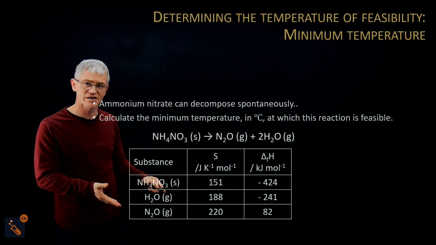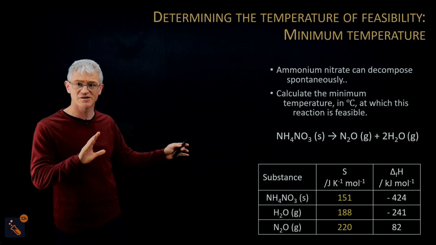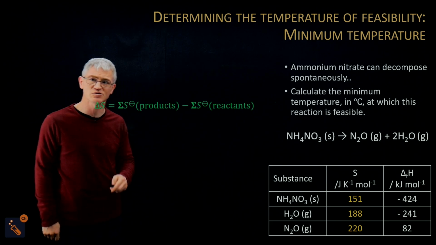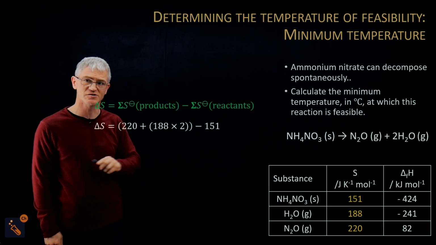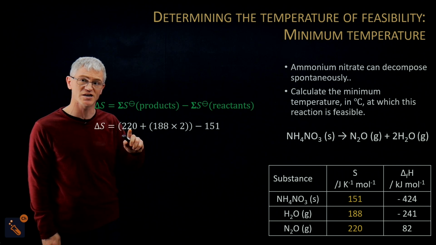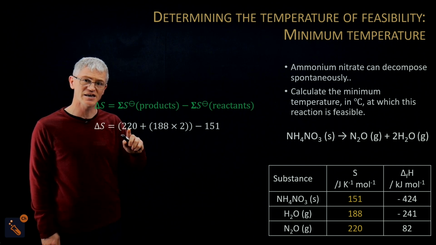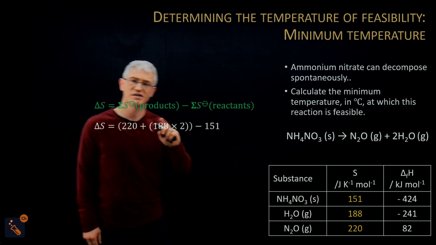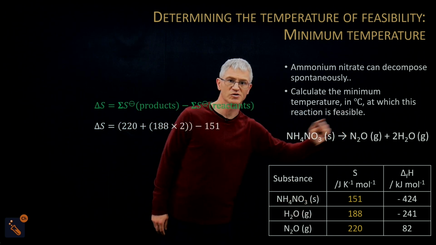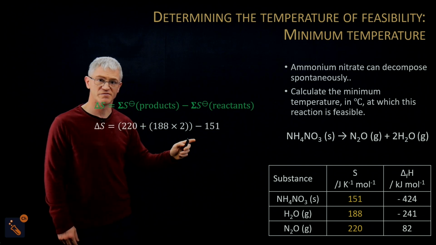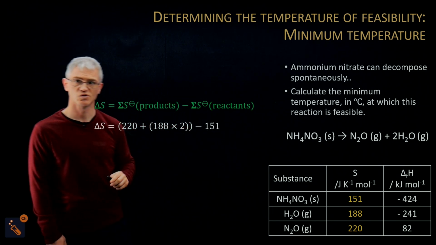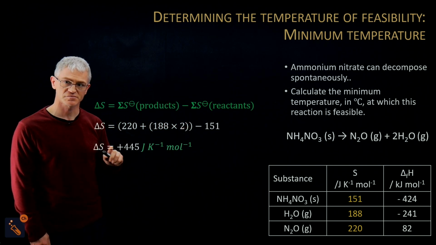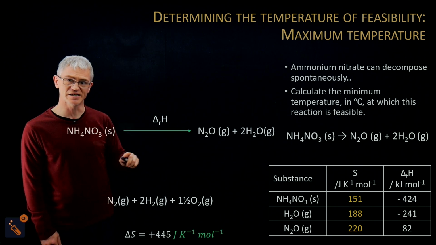Okay, and then we've got our entropy values. Now, let's put that to the side. Let's just get on with doing our entropy values. So products minus reactants. You've got the N2O here, which is your 220, and your 88 times 2, because you've got 2 moles of the water, minus the 151, which is the ammonium nitrate. We have then got this number here.